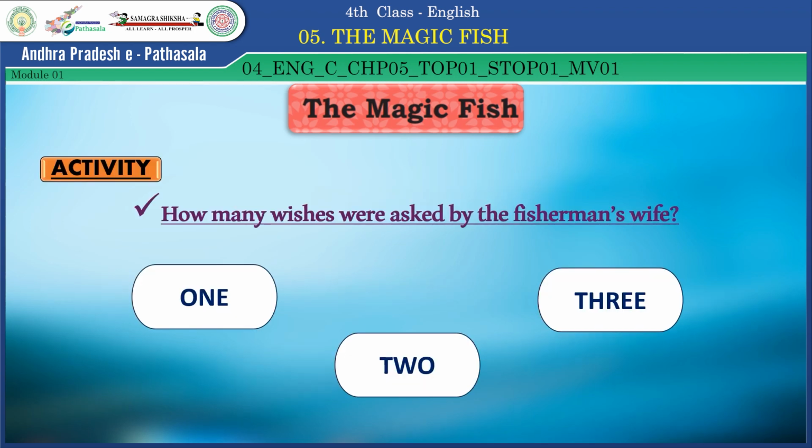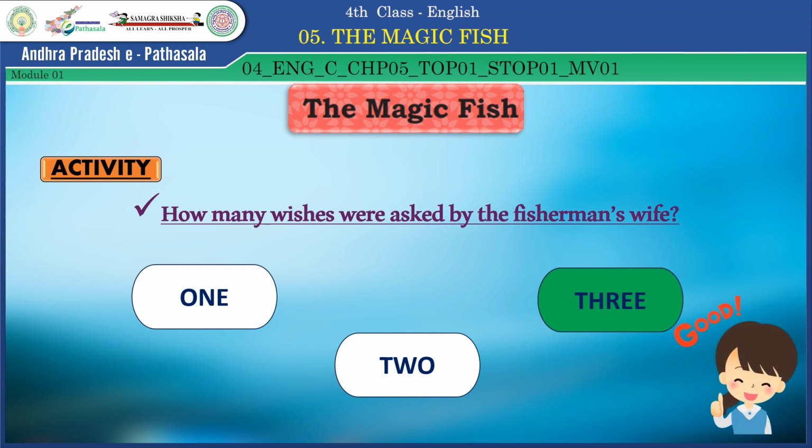Children, get ready to answer these questions. How many wishes were asked by the fisherman's wife? One, two, three. Yes, correct. The answer is 3. Very good, children. Let's do another activity.